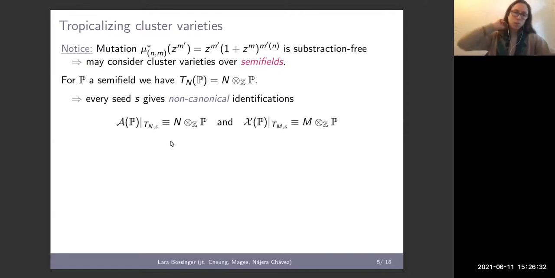And this, in the end, boils down to giving us non-canonical identifications of the cluster varieties over the semifields with also the lattice tensored with the semifield. But we have this kind of identification for every choice of seed S. And because the coordinates change along every mutation, this identification is different in every seed. And also the cluster varieties themselves, they don't have a lattice structure.